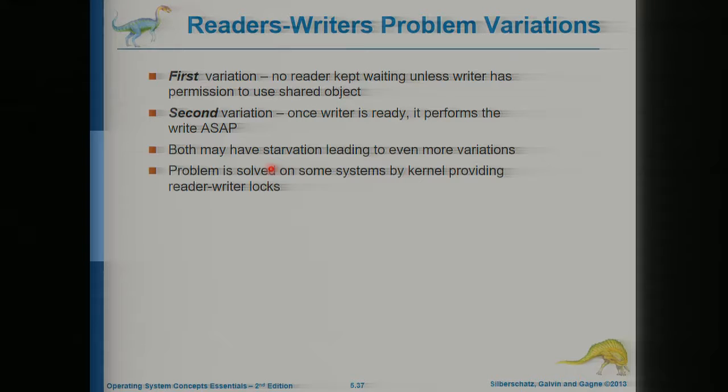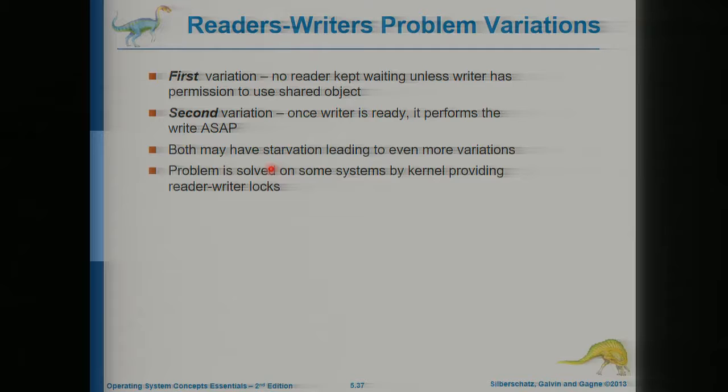Only the readers who came after the writer are allowed to read, and only when the writer finishes. So that is the second reader-writer. The first reader-writer means the reader is given the first preference and the writer is given the second preference. The second means the writer is given the first preference and the reader is given the second preference.